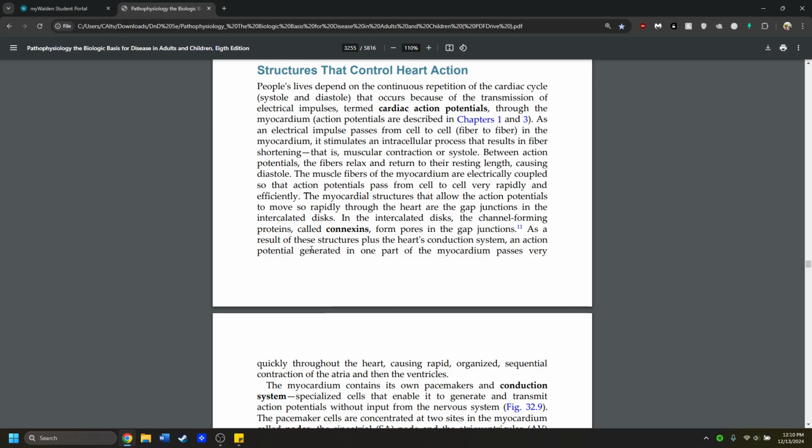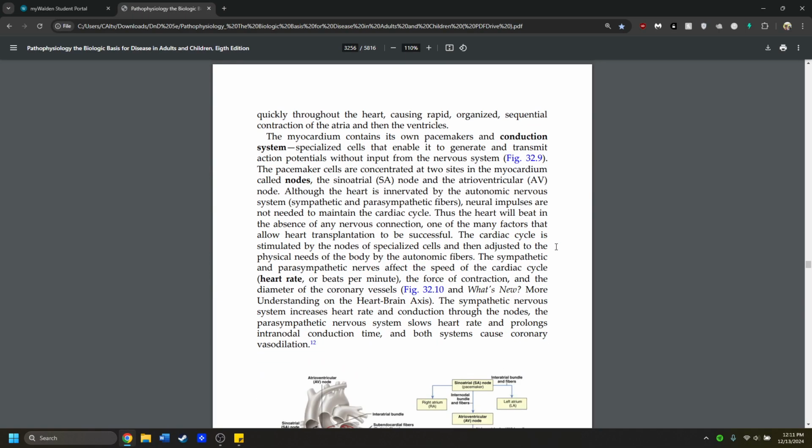As a result of these structures, plus the heart's conduction system, an action potential generated in one part of the myocardium passes very quickly through the heart, causing rapid, organized, sequential contraction of the atria and then the ventricles. The myocardium contains its own pacemakers and conduction system, specialized cells that enable it to generate and transmit action potentials without input from the nervous system.